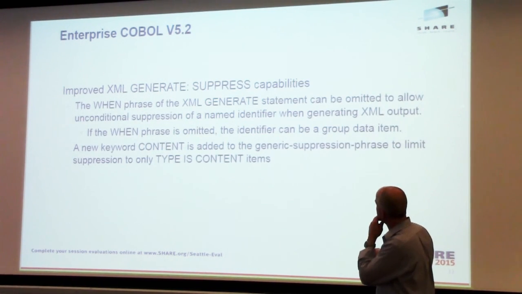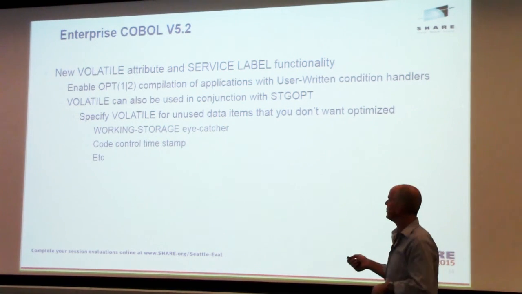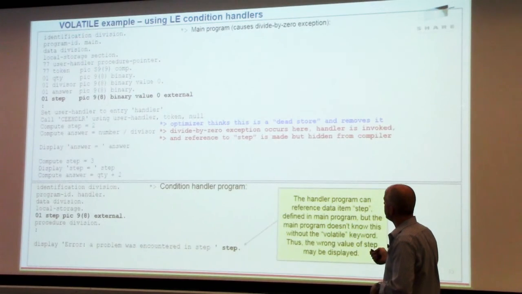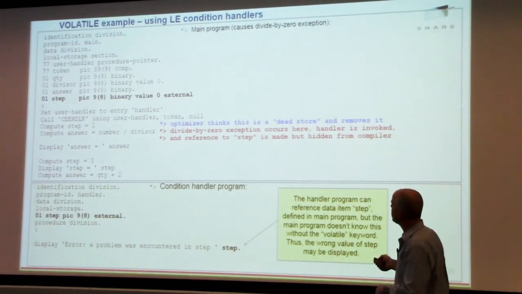Improved XML generate, volatile call interface. These are kind of interesting. XML generate is improved; every release we've improved XML generate. This is an option to de-optimize a data type. I'm going to skip that.